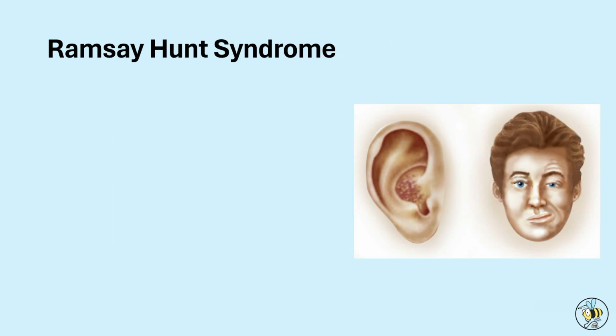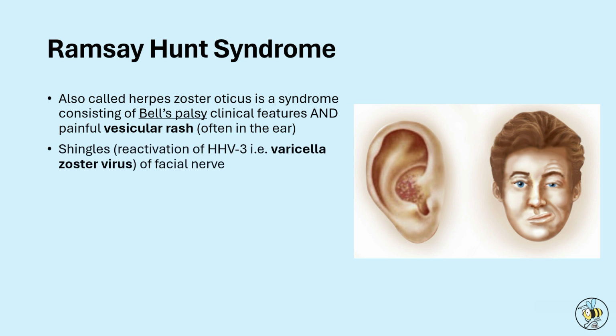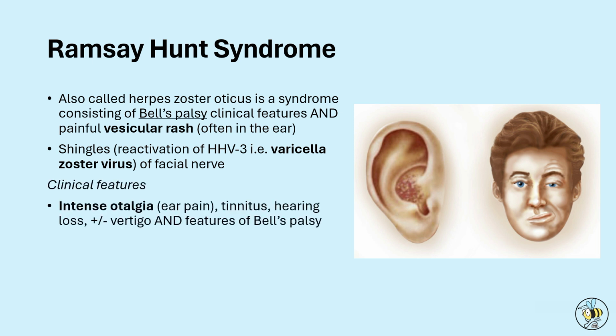A variant of Bell's palsy is Ramsay Hunt syndrome, also called herpes zoster oticus, which presents with clinical features of Bell's palsy and a painful vesicular rash, often in the ear. It occurs due to reactivation of the varicella zoster virus infecting the facial nerve. It presents with intense ear pain, tinnitus, which is a ringing sensation in the ear, hearing loss, and vertigo if the vestibulocochlear nerve is also affected.